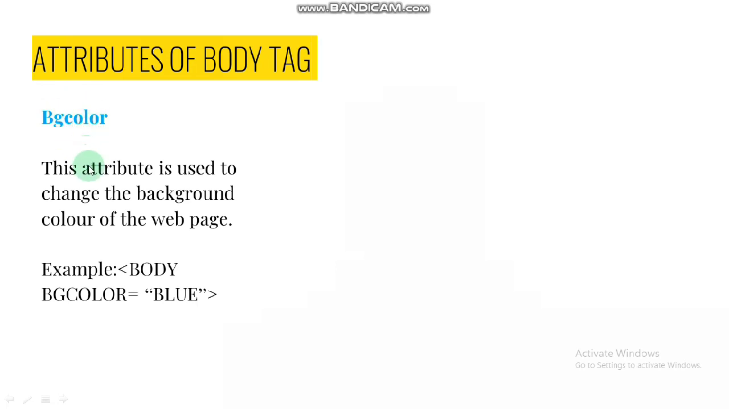Okay. So what this attribute does is, this attribute is used to change the background color of the web page. As in the earlier classes we have seen in our practical video, it was blank, there was no color, it was all white. Now suppose I want to put a color in the background. So for that I'll be using this attribute, which is your BG color attribute. Example, body BG color equals to blue.